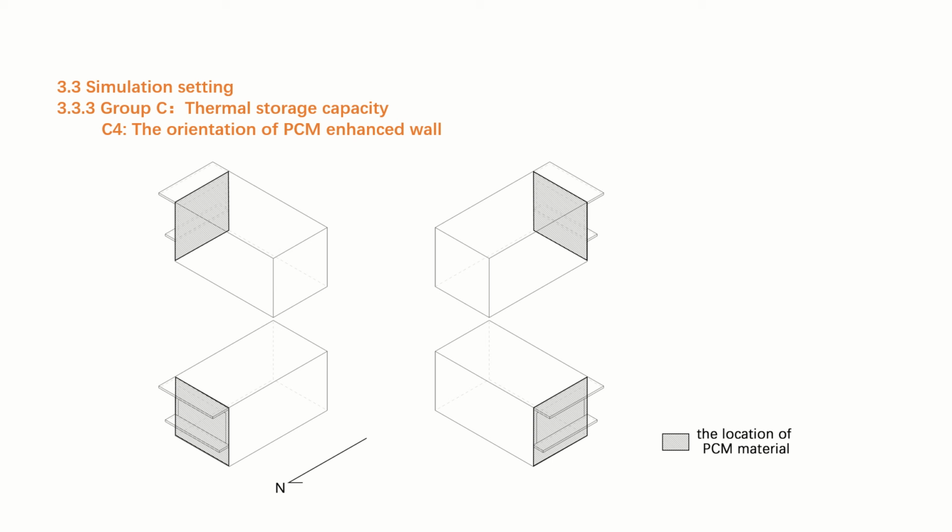And in C4, we studied the difference of the energy saving rate in 4 orientations. At last, we investigated the effect of the movable sheets on the PCM enhanced wall.